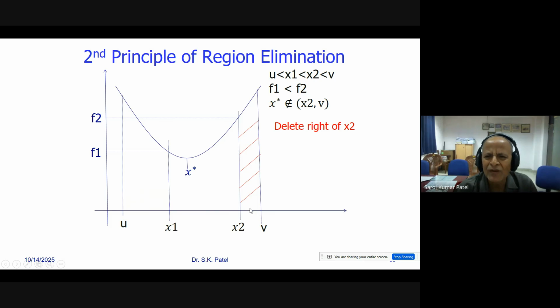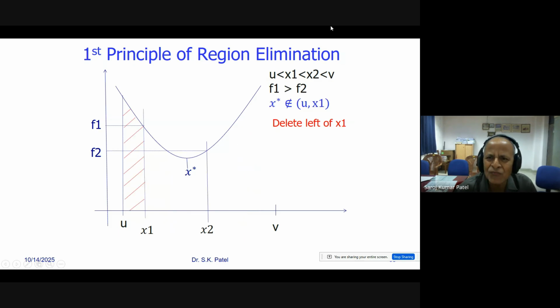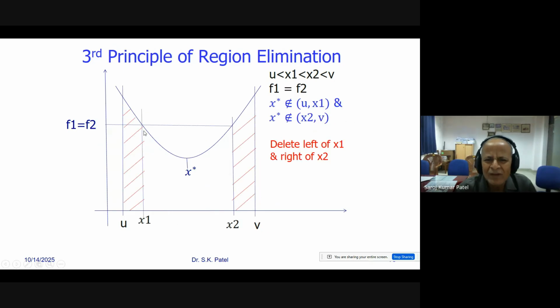So if f2 is greater than f1, delete right of x2. If f1 is greater than f2, delete left of x1. And if both are equal, if f1 and f2 are equal, because you take any two values, there may be three cases. Either it will be less or greater or it is equal.